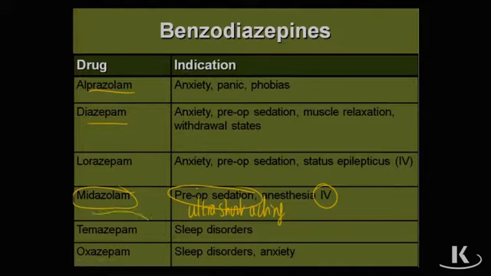Contrast in this table. Obviously, temazepam and oxazepam will be used for sleep disorders much more than anxiety because of their short half-life and lack of active metabolite. Conversely, drugs like alprazolam and diazepam and lorazepam will tend to be used for anxiety, panic, and much more so than they would be used for insomnia management.